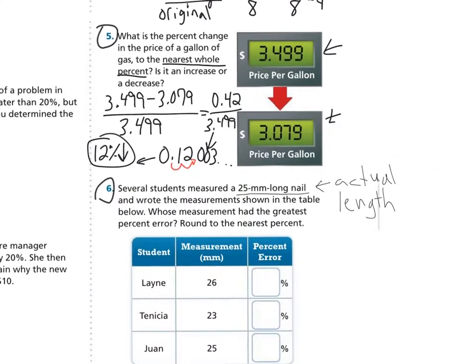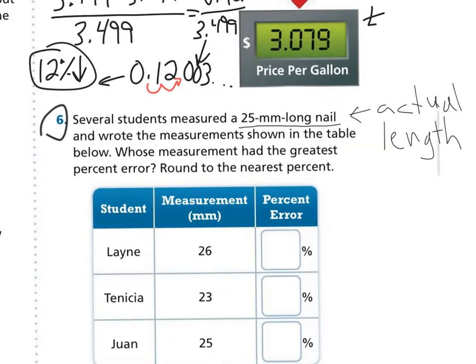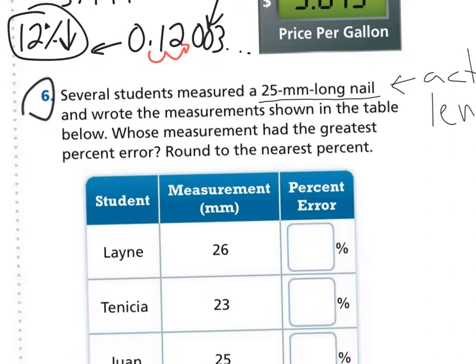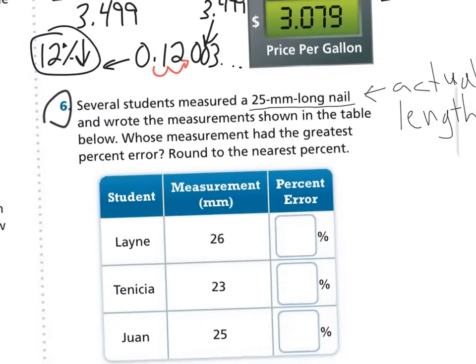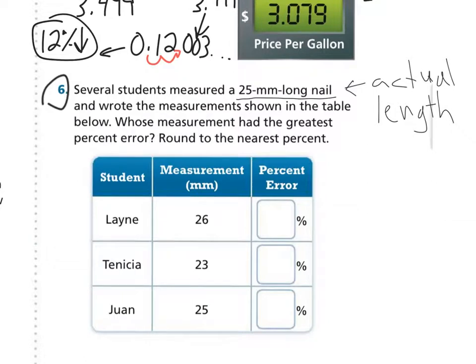Number 6, several students measured a 25 millimeter long nail and wrote the measurements shown in the table below. Whose measurements had the greatest percent error, and round to the nearest percent. First thing we got to think about on this problem is that this time the actual length of the nail is 25 millimeters. Just people didn't necessarily measure it quite right. Does that make sense? Okay, so the actual length of the nail is the 25 millimeters, and then we're seeing how far off their measurements were from that actual length.